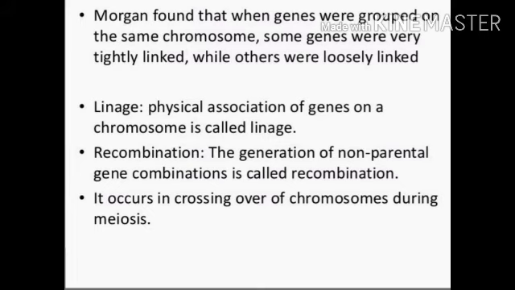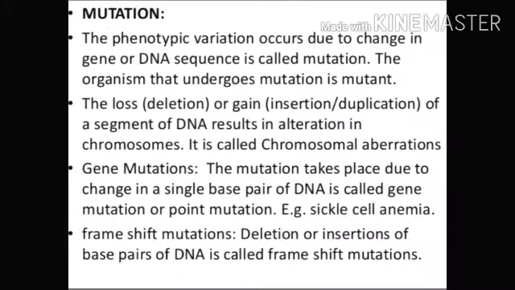Do you know what meiosis is? That is a type of cell division. During meiosis, crossing over of the chromosomes occurs. Now, mutation. Phenotypic variations occur due to a change in the gene or DNA sequence. That is called mutation, or you can say an alteration of the arrangement of genes or DNA sequence.